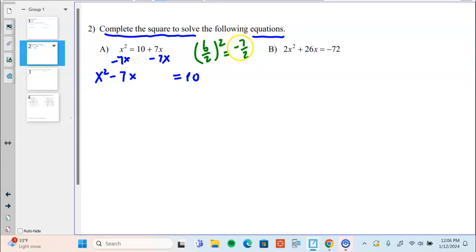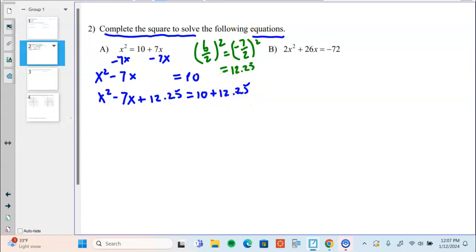But b is -7, and when we divide that by 2, it doesn't come out to a whole number. It doesn't come out to an integer. It comes out to -3.5. But we have a calculator for that, so if we square that, -3.5, we get 12.25. So we're going to add 12.25 to both sides.